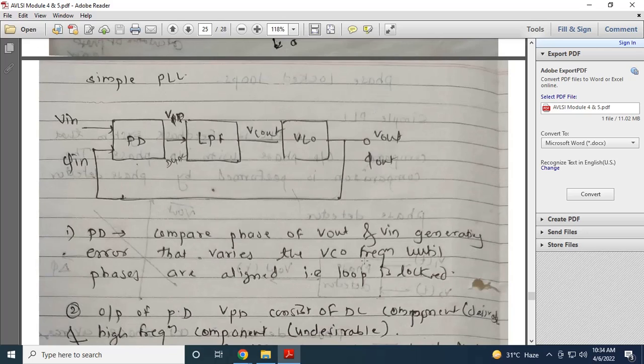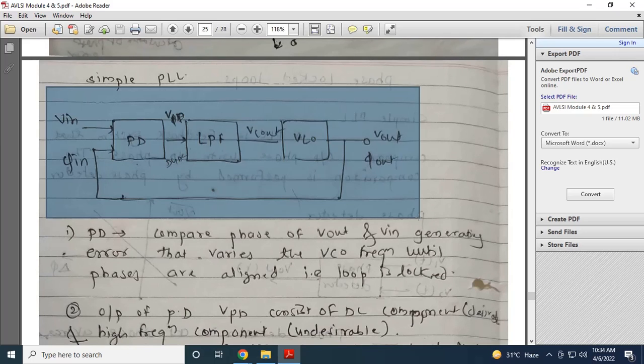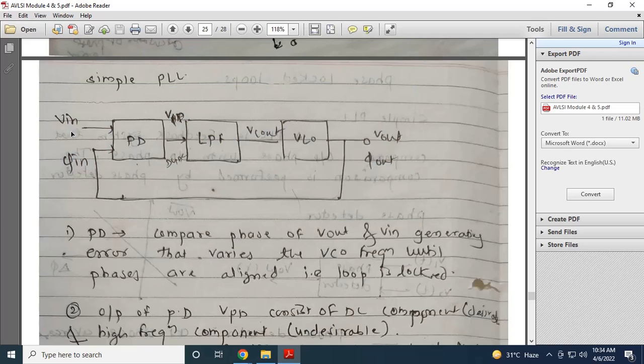Simple phase lock loop. See, this is the block diagram of a simple phase lock loop, PLL. So the input signal is given to the phase detector. The output of the phase detector is DC plus AC, so we need a low pass filter which will pass the DC signal and block the AC signal. A controlling voltage, that is a DC voltage, is required for the VCO.